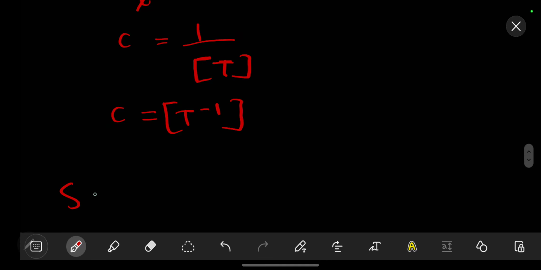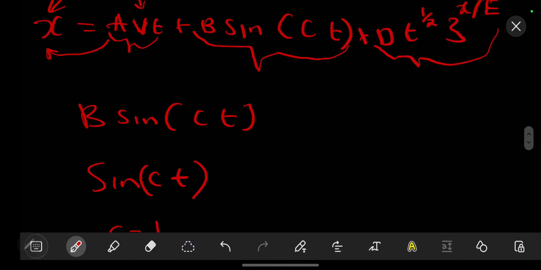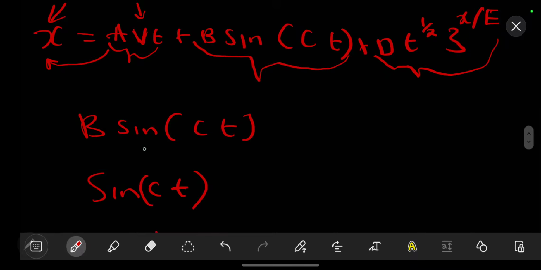The SI units, according to this, will be second to the power negative 1, because time assumes the second as its SI unit. Now it is raised to the power negative 1. After doing that, we can now find our b.